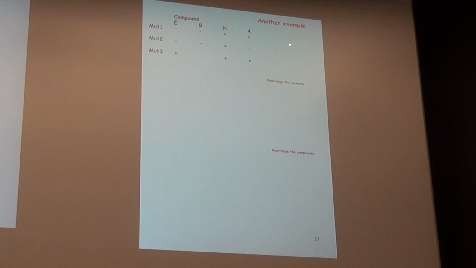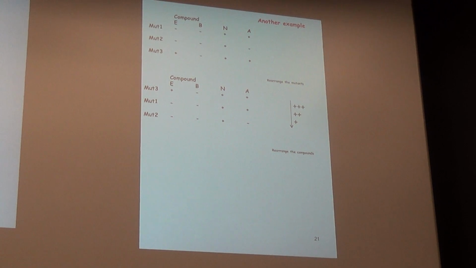So the first thing to do is you rearrange the mutants. Okay? Mutant 1, mutant 2, and mutant 3. So these rows you rearrange in this table. So you transform it in a way such that the mutant that has 3 positives is the one on the top row, followed by the mutant that has 2 positives, followed by the mutant that has 1 positive. So in this analysis, which mutant has 3 positives? Mutant 3. So you basically put mutant 3 in the top row, followed by mutant 1 in the second row, followed by mutant 2 in the third row.